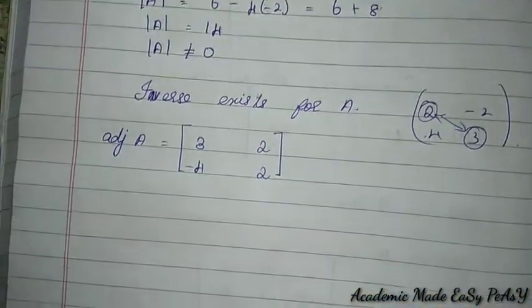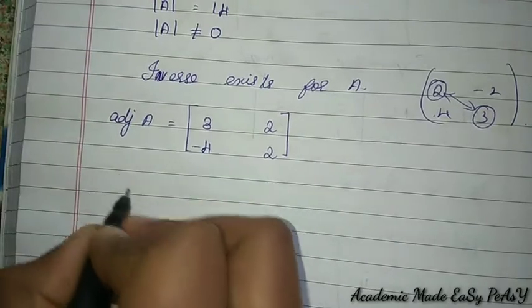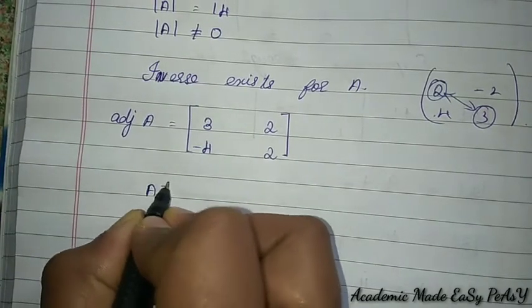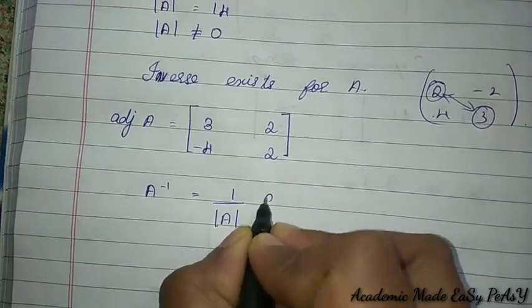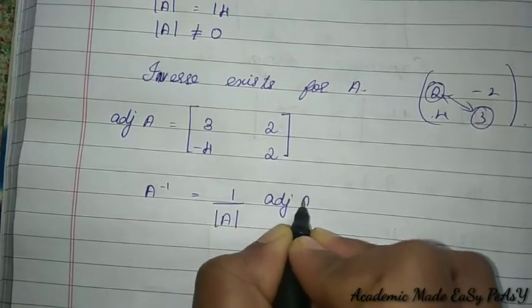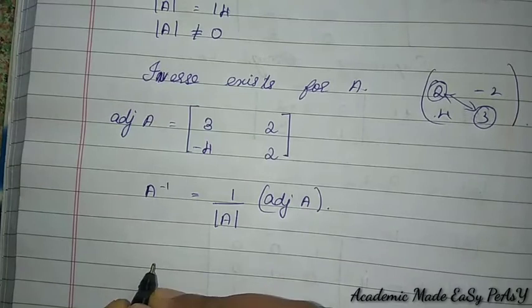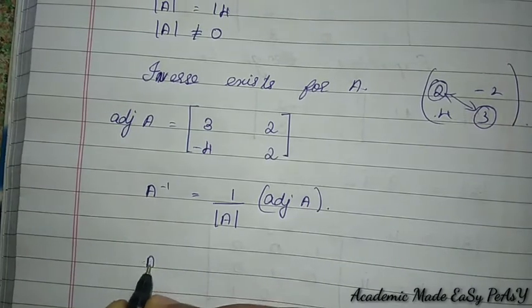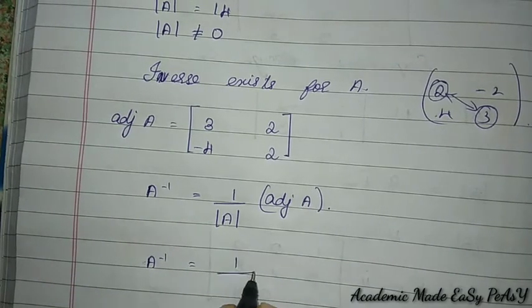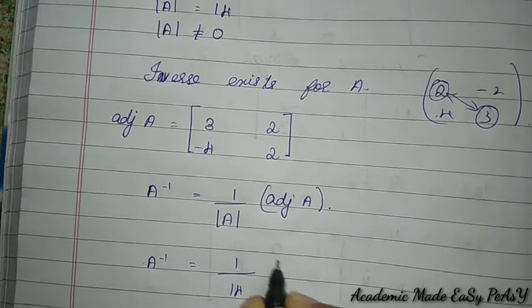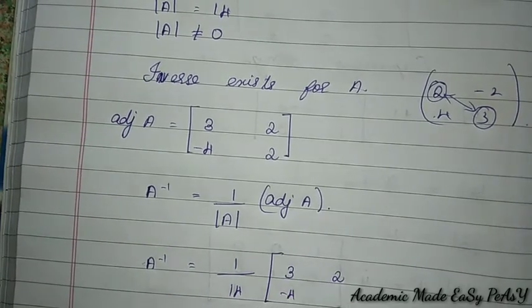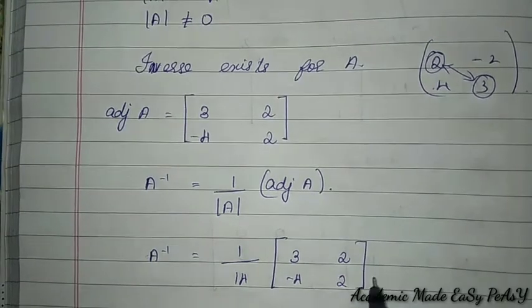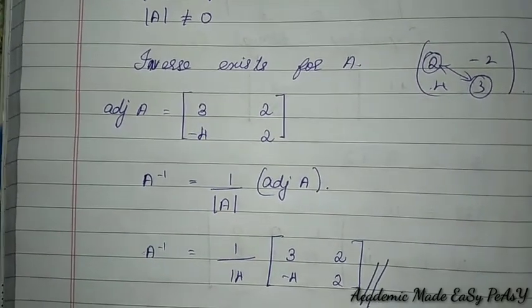So this is my adjoint. Now what is the formula to find the inverse? A inverse is equal to 1 by determinant of A into adjoint of A. Now I have found adjoint of A and determinant of A, isn't it? So A inverse is equal to 1 by 14 into 3 2 minus 4 2. So this is my answer.